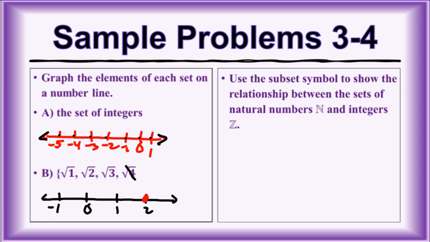Square root of 3. Square root of 3 is less than 2, so I'm going to put that here. Square root of 2 is still more than 1, so that'll be right here. Then we have the square root of 1. Square root of 1 is 1, because 1 times 1 is 1, so I would have it here. So this is the square root of 4, this is the square root of 3, this is the square root of 2, this is the square root of 1.